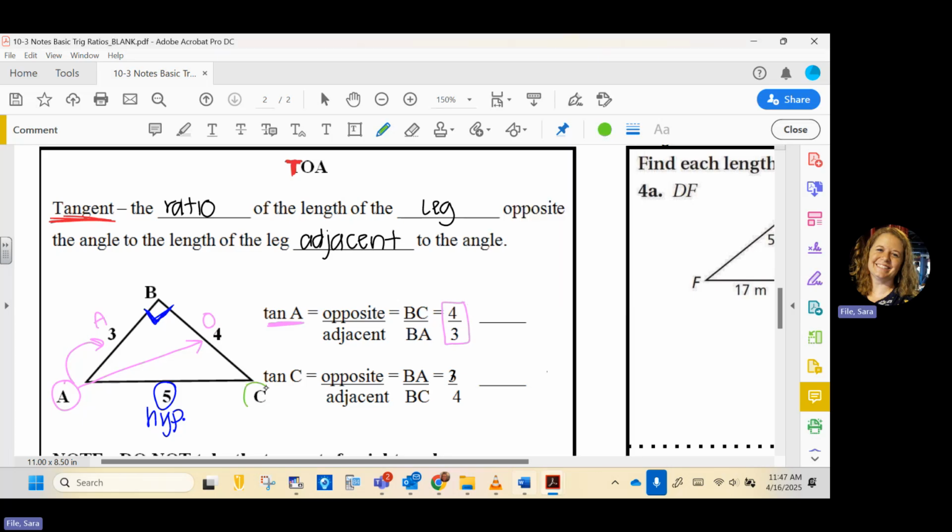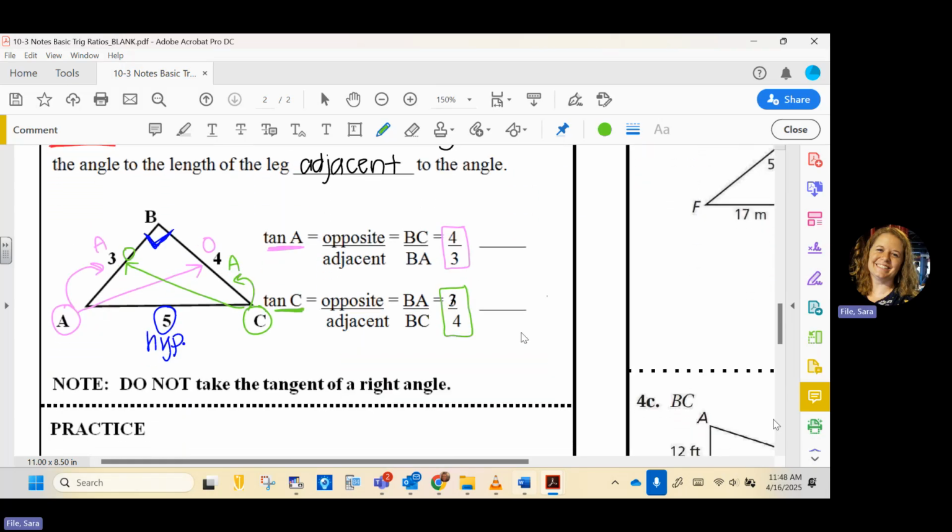But if we measure from angle C, the 3 is now the opposite and 4 is now the adjacent. So you get 3 over 4 if you go from the other angle. So do you see how they're just the reciprocal? You just flipped the fraction if you went from the other angle. So you have to know the angle you're measuring from, because from there, you label the opposite side, which is across the triangle, and you label the adjacent side, what it's next to, the leg that it's next to.